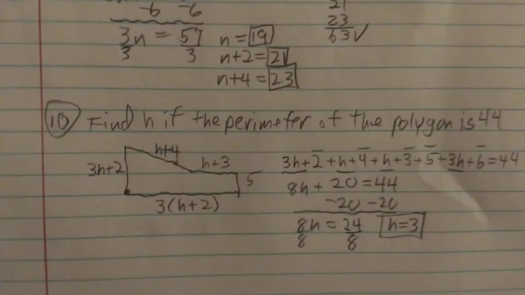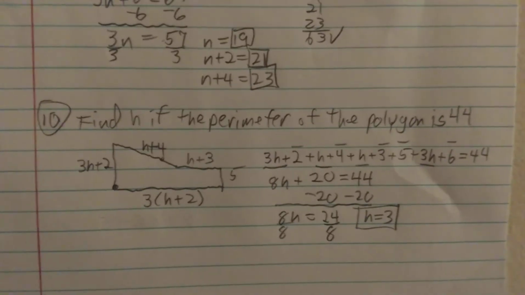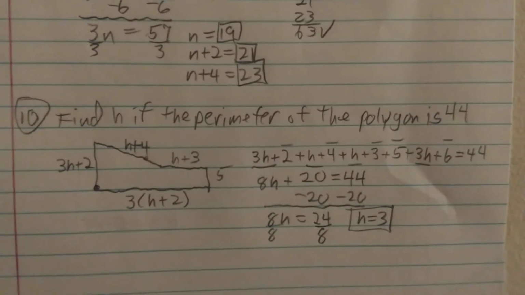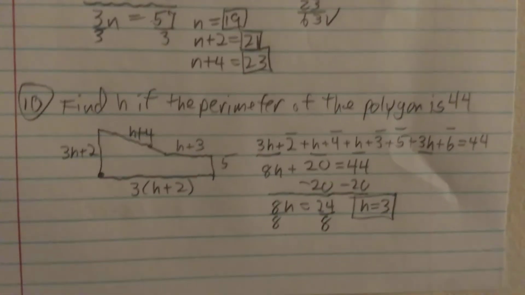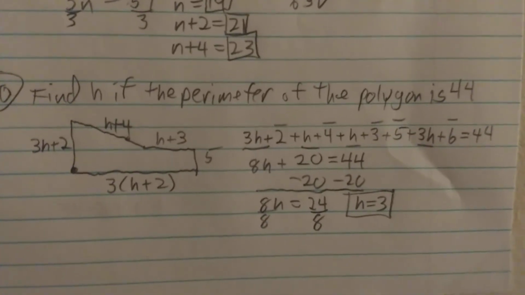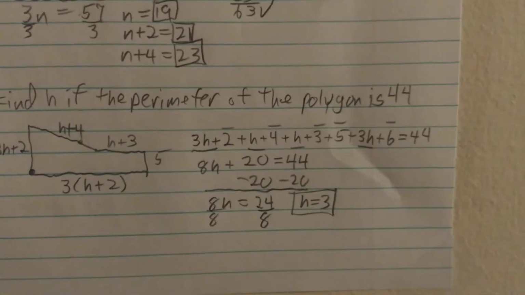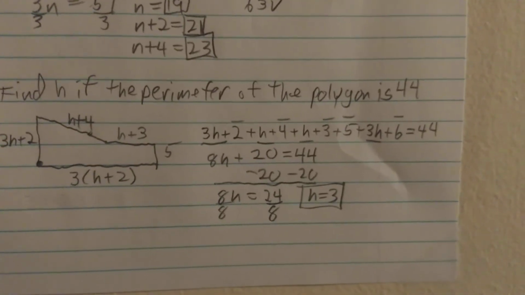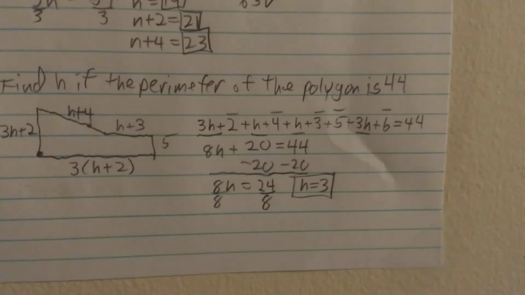Now for 10, we want to find h if the polygon has a perimeter of 44. So we have sides or parts 3h plus 2, h plus 4, h plus 3, plus 5, plus 3 parentheses h plus 2.